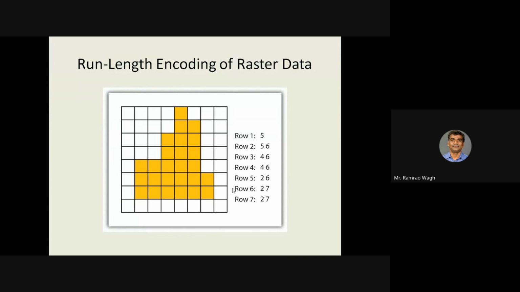So in row 1, I have 5. In row 2, I have 5 and 6. In row 3, I have 4 and 6. Row 4, 4, 5, 6, so I need not mention all the numbers. A range can be given: 4 to 6, 4 to 6, or 2 to 6, or 2 to 7. So now you can imagine how much space I save in terms of file size using this type of method, which is called run length encoding of raster data.